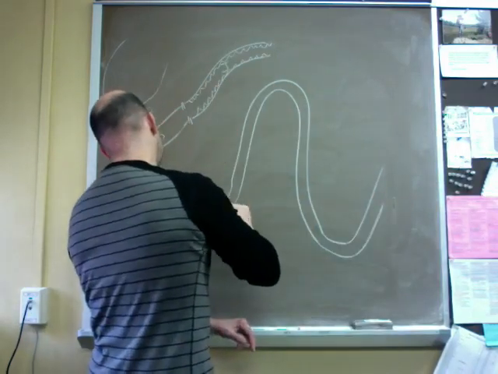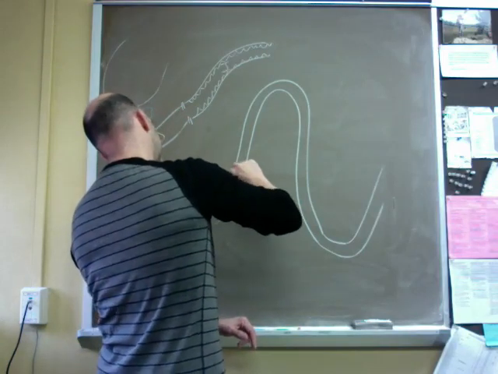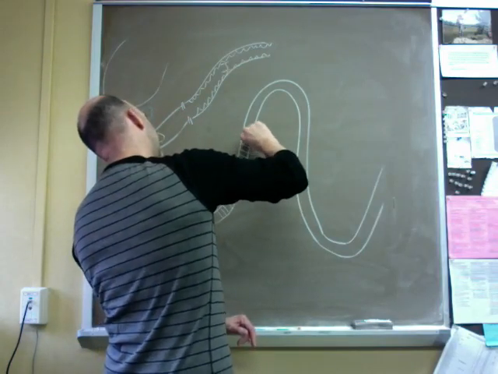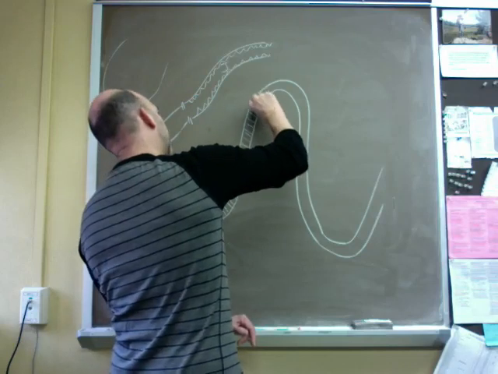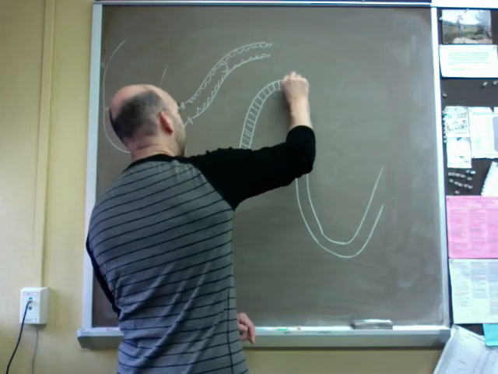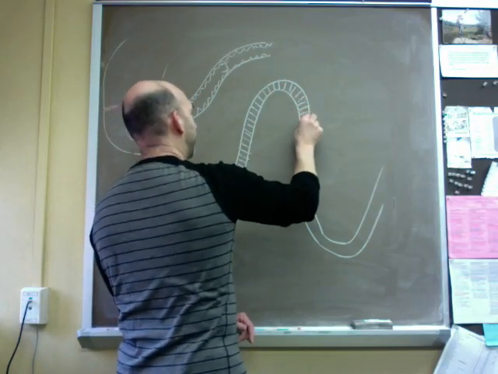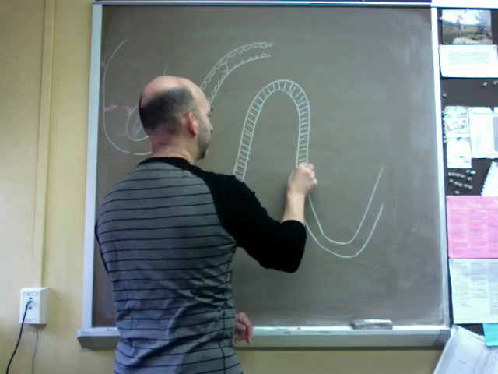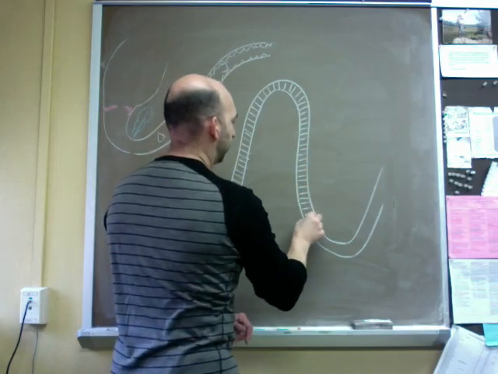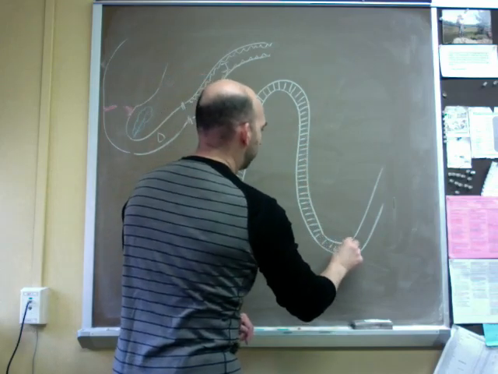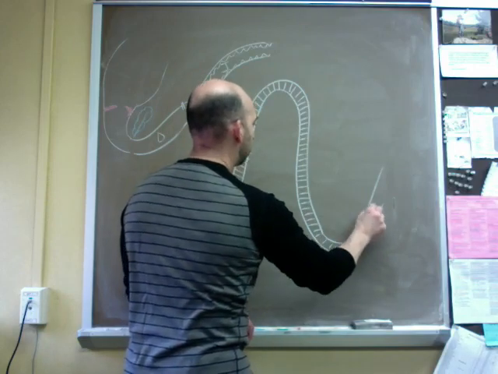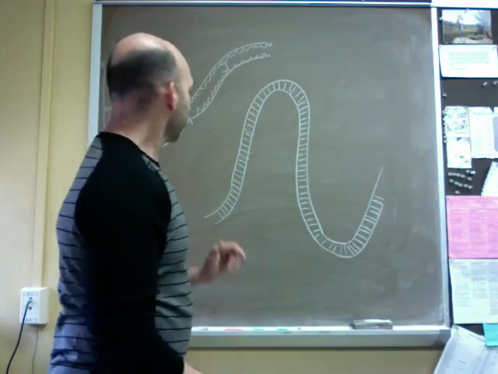I'm systematic enough. I draw enough lines to make these look like columnar cells. A lot of them. Okay, you get the idea?